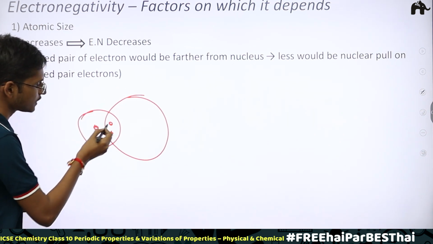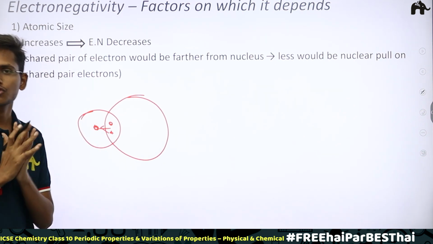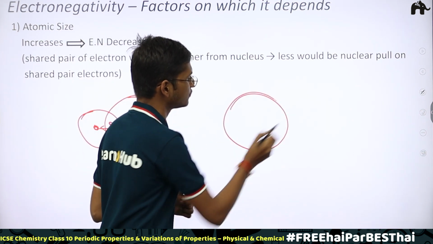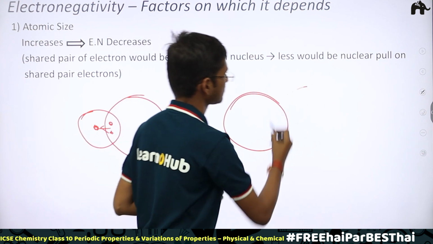Now this is the nucleus of the atom, so this nucleus is pulling these electrons with some attractive force. Now consider another case in which I am taking an atom which is of slightly larger size than this atom. Now this is also combining with some other atom.